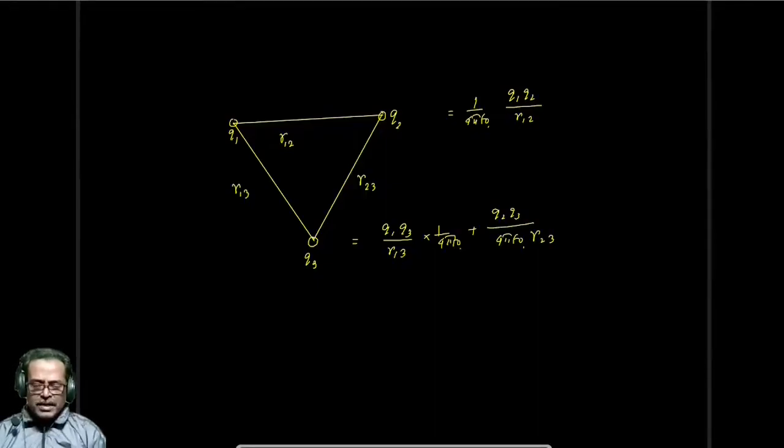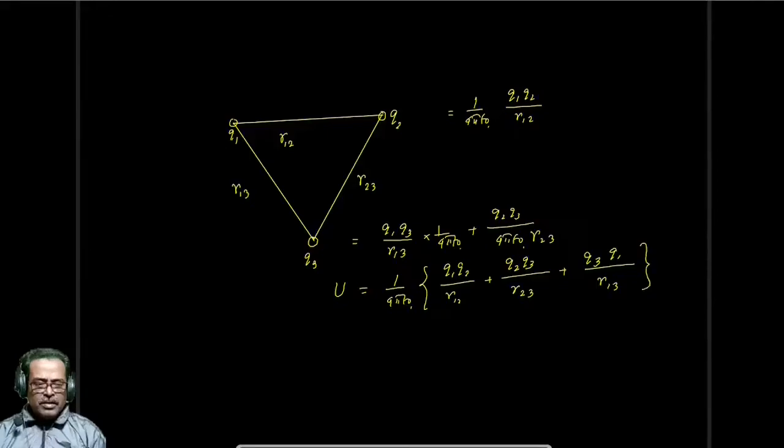So we can say that the total potential energy stored is equal to 1 by 4 pi epsilon 0 into Q1 Q2 by R12 plus Q2 Q3 by R23 plus Q3 Q1 by R13.